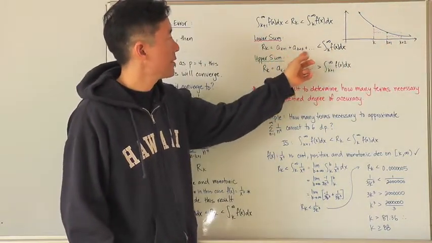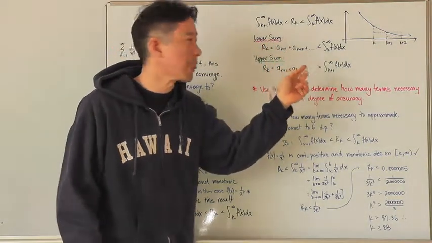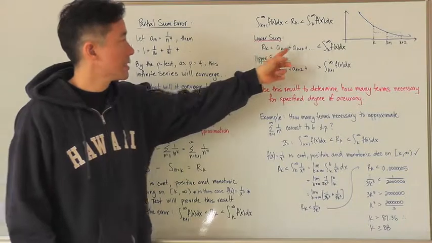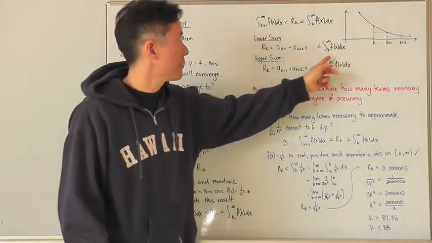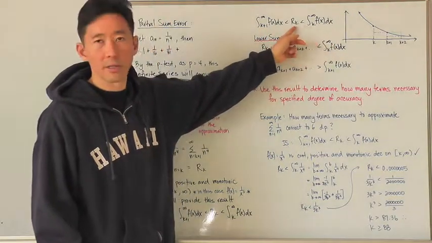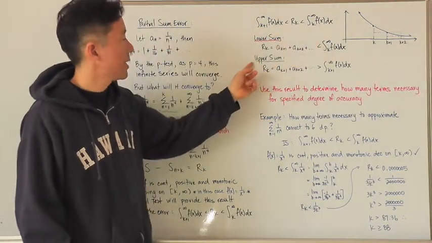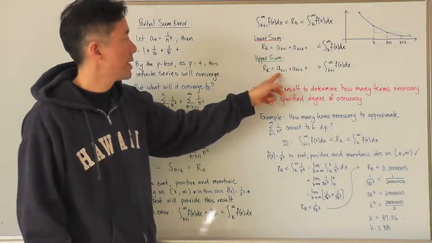Notice that this part right over here is always going to be less than that, because of course we're talking about the lower sum. So we know that the remainder is going to be less than the integral from k to infinity of f of x dx, which is the part right here that we have of our result.